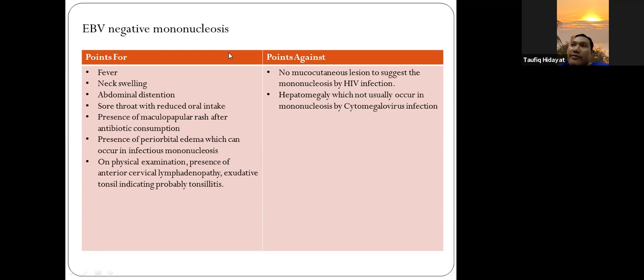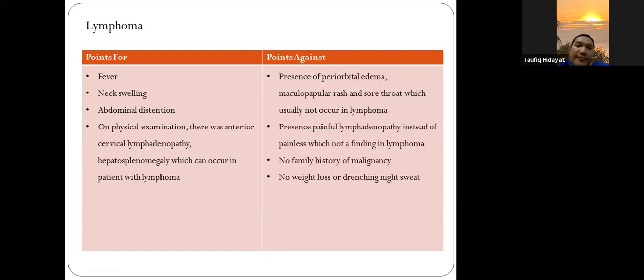Usually CMV in acute, in an immunocompetent child, rarely becomes symptomatic. Usually it is in immunocompromised patients if CMV. So it is somewhat like HIV. So usually an immunocompromised child. Okay. Next, lymphoma.